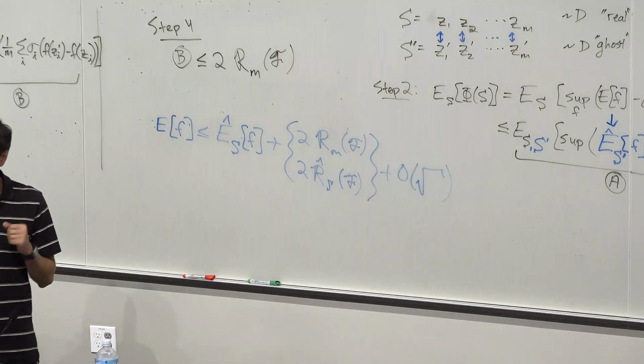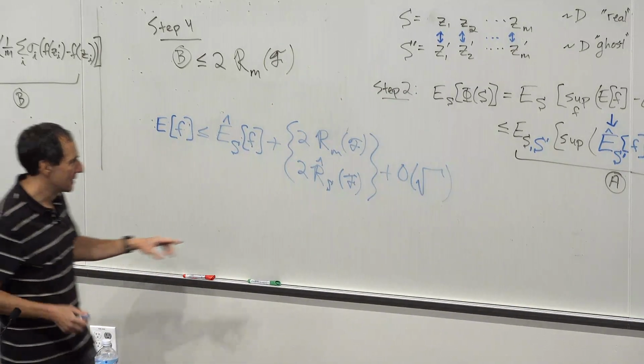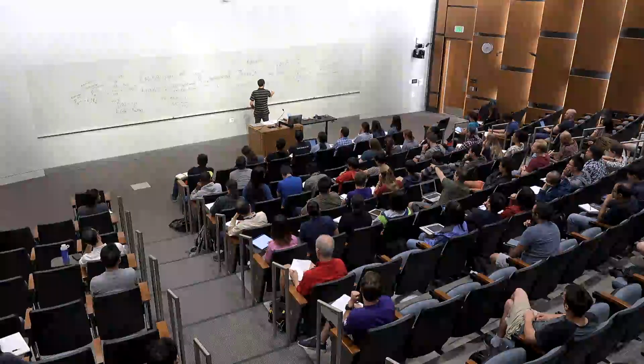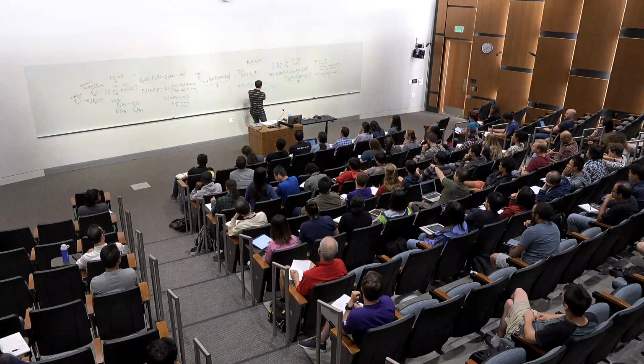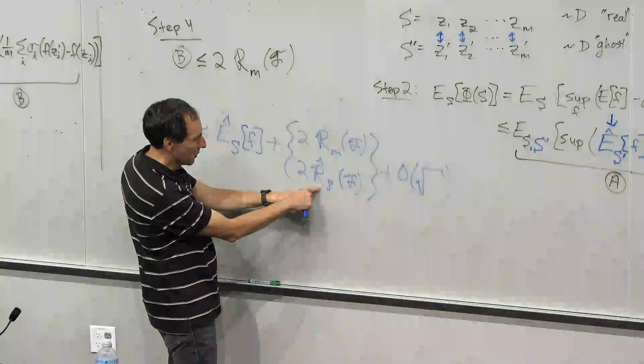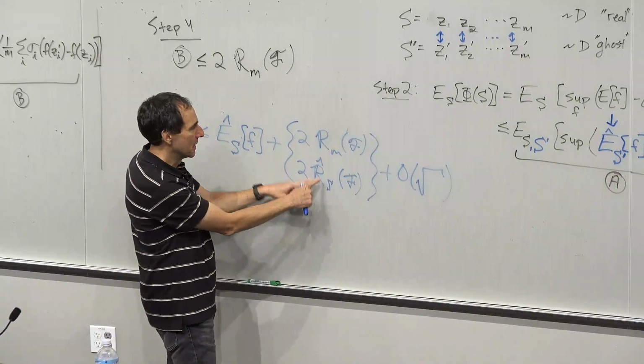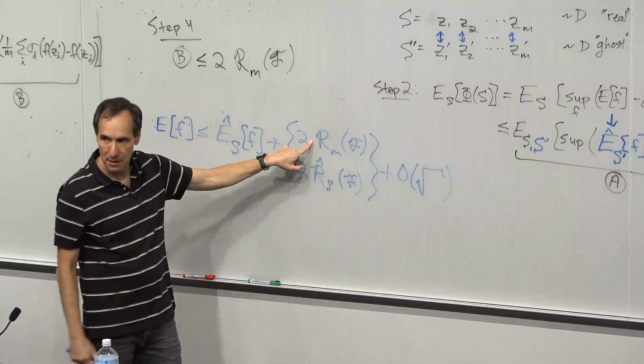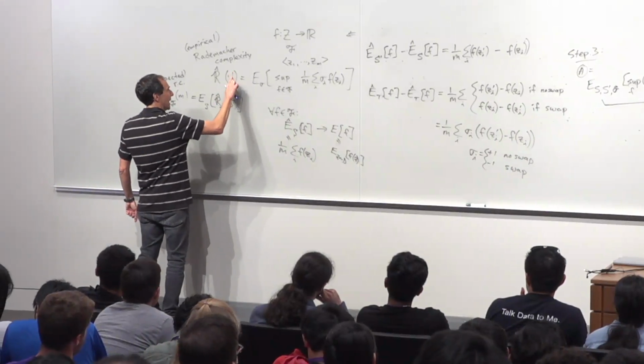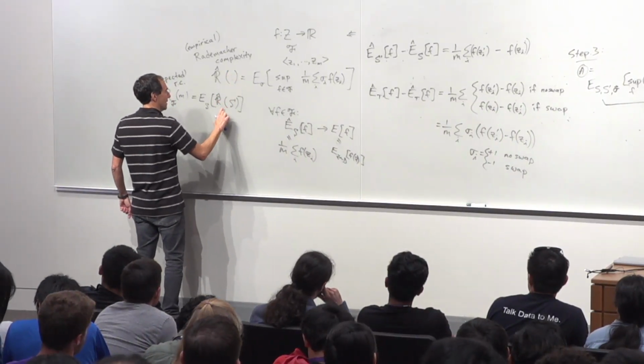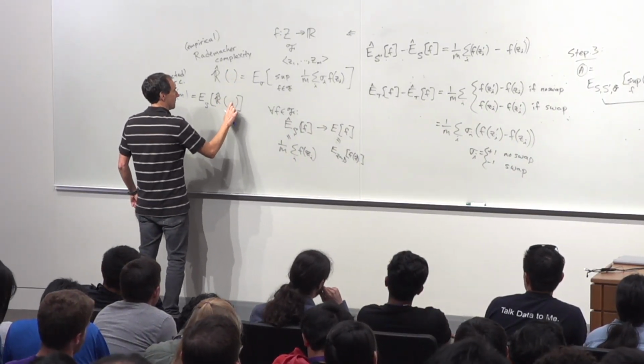Yeah? The thing in the lower curly brackets there, is that supposed to be the expected Rademacher complexity? This one? Yeah. No, this? Okay. Oh, this is empirical Rademacher complexity, and this is expected Rademacher. So for empirical, I think you got the subscript. Yes, I did. I realized that halfway through the lecture. Yep, sorry about that.